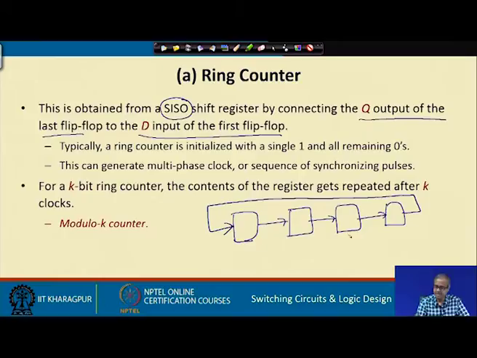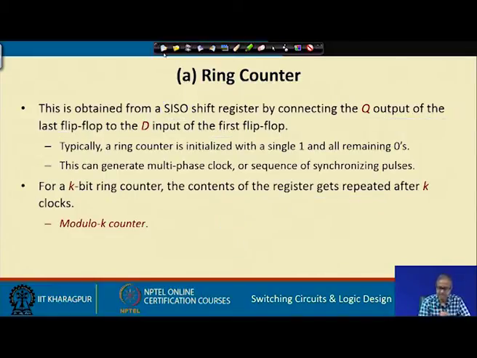Now, typically in the ring counter we load a single 1 and the remaining 0s, let us say 1 0 0 0 or 0 0 0 1, because if you load it with all 0s, it will always remain 0, since the 0 will be fed back and again 0 will go in. But here this 1 will cyclically rotate: it will come here, then here, and again come back. We shall see some typical applications of a ring counter. We can use it as a multi-phase clock or for some sequence of synchronizing pulses.